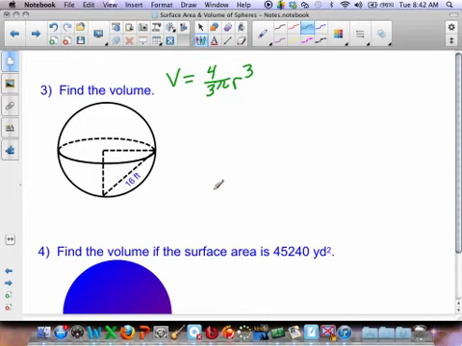No, it's R cubed. Okay. So volume is 4/3 pi R cubed. All right, this would be super easy if we knew what the radius was. Oh, shucks. I don't know what the radius is. Well, let's assume that this point right here is the center of the sphere.